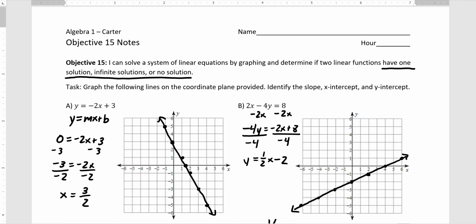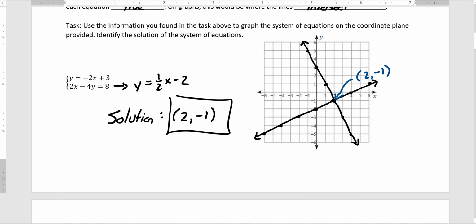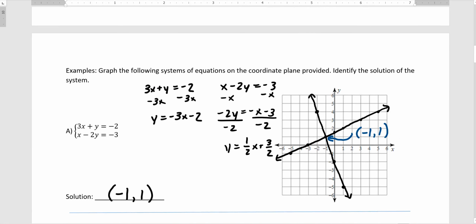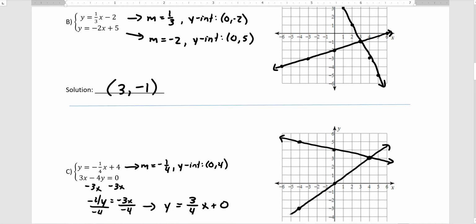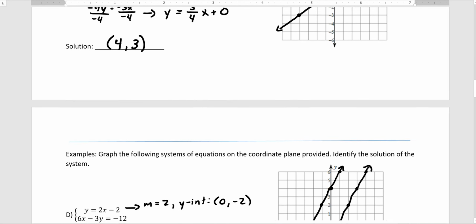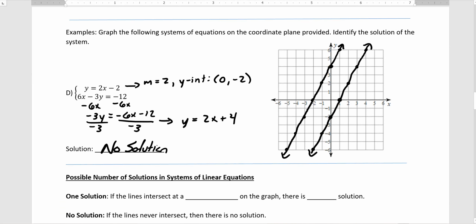So if you recall, in part 1, we reviewed graphing. We talked about what a system of equations was, and we talked about how to find a solution. Remember, we graph them together on a coordinate plane, and the solution is where they intersect. But with letter D here, we found what happens if they don't intersect. Well, if the solution is where they intersect and they don't intersect, that means that there's no solution.